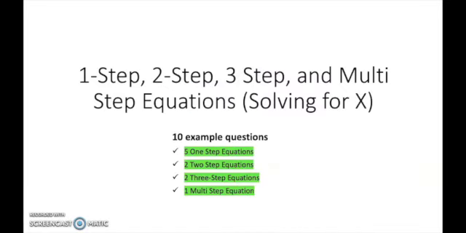In this lesson, we're going to be going over one-step, two-step, three-step, and multi-step equations with distribution. You'll be solving for x. There will be 10 example questions. 5 of them will be one-step equations, 2 will be two-step equations, 2 will be three-step equations. There will be one multi-step equation at the end.